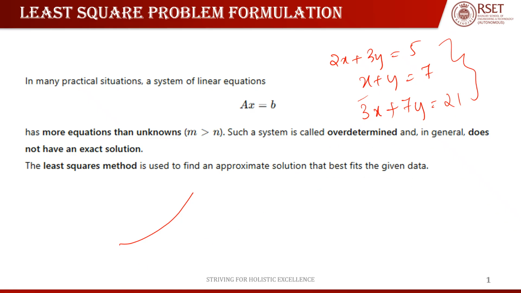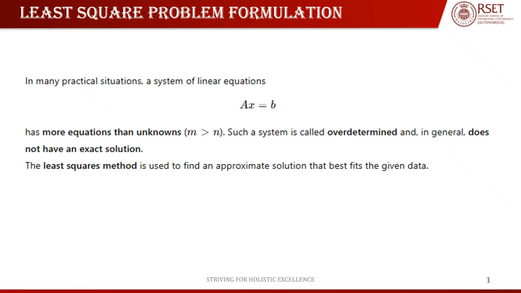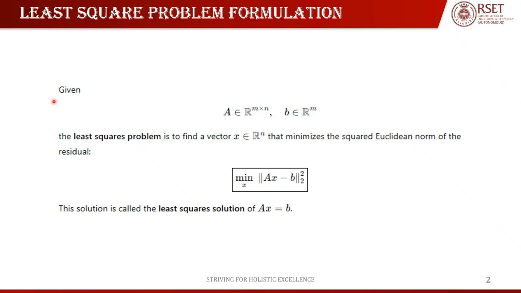So the section will be clear when we do more problems. So now coming to the theory part, suppose you are given an m by n matrix, say A, and suppose you are given b, which is a component of Rm, then the least square problem is to find a vector x belonging to Rn which minimizes the squared Euclidean norm of the residual. That is, usually we'll be having to solve Ax is equal to b. Okay, now what we do is we'll just take Ax minus b and we'll take its norm.